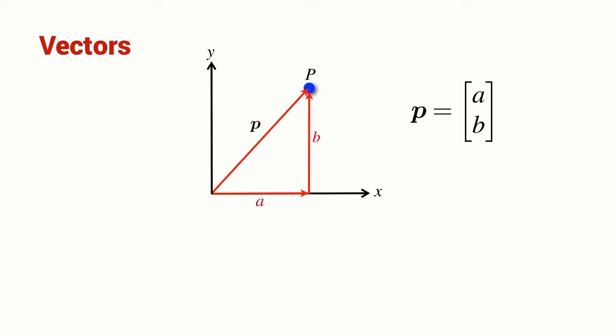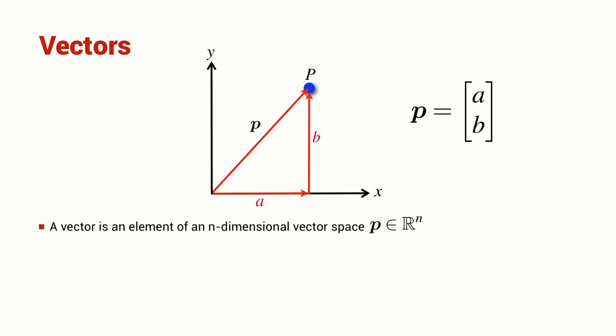We write the vector p differently to the way we write the point P. We write it as a vector. So that's a stack of numbers, one above the other, in this case a above b. So it's a two-element vector. It's also the same as a 2x1 matrix. That's a matrix with two rows and one column.